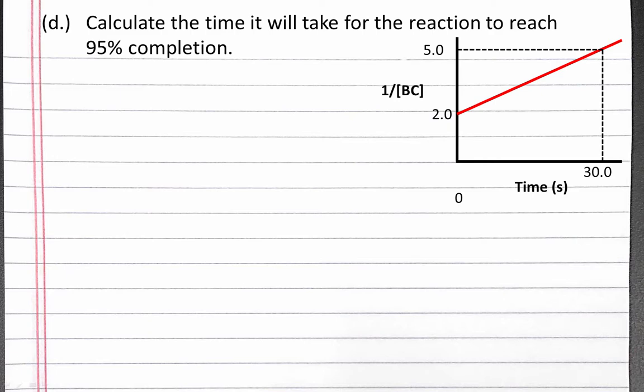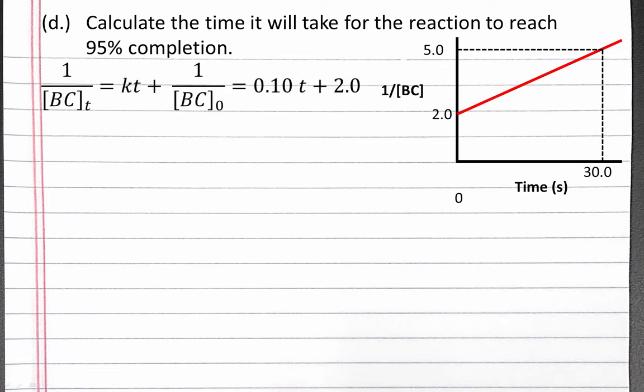And in part D, we calculate the time it takes for the reaction to reach 95% completion. We can use our integrated rate law. 1 divided by our concentration at time t equals our rate constant, 0.1, times time, plus 1 divided by our initial concentration, which is 2. For the reaction to be 95% complete, we have to have 0.05, or 5%, of our initial concentration remaining.